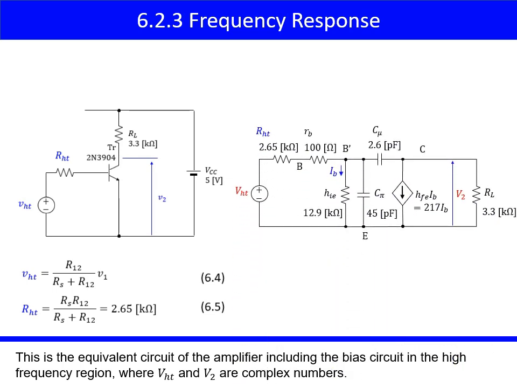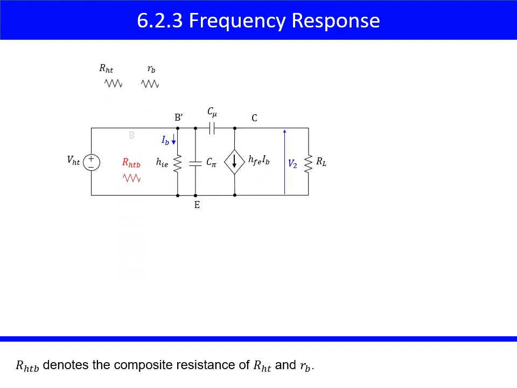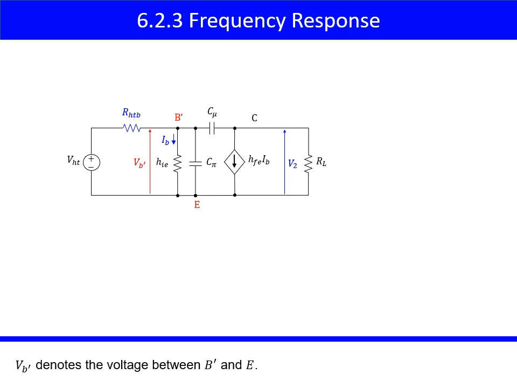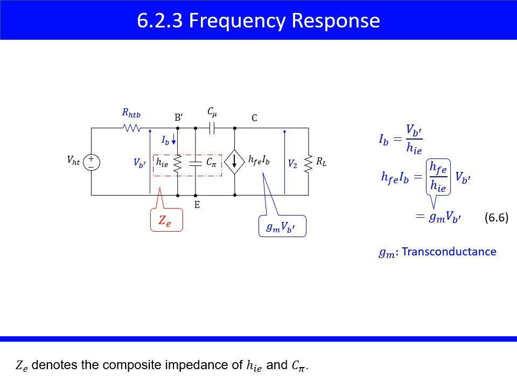This is the equivalent circuit of the amplifier including the bias circuit in the high frequency region, where VHT and V2 are complex numbers. RHTB denotes the composite resistance of RHT and RB. VB' denotes the voltage between B' and A. Then, IB equals VB' over hie. Thus, hfe IB is changed to gm VB', where gm is called the transconductance. ZE denotes the composite impedance of hie and Cπ.